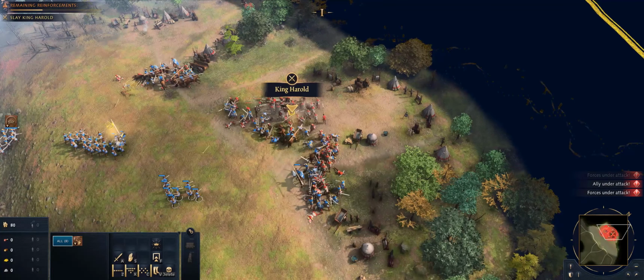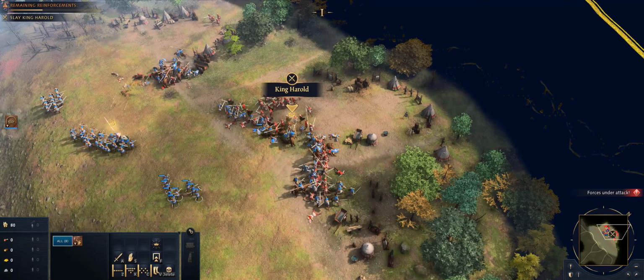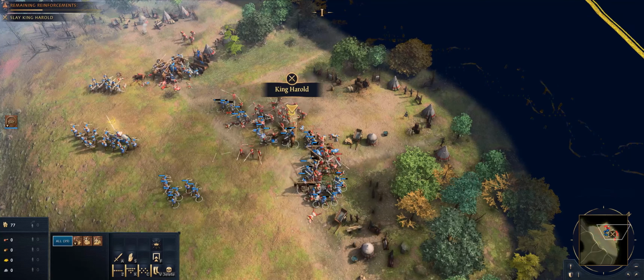The last of Harold's men encircled their king, prepared to lay down their lives to save his.